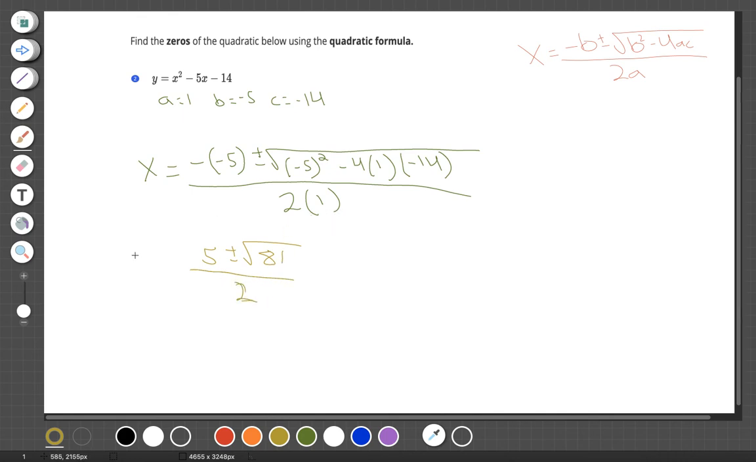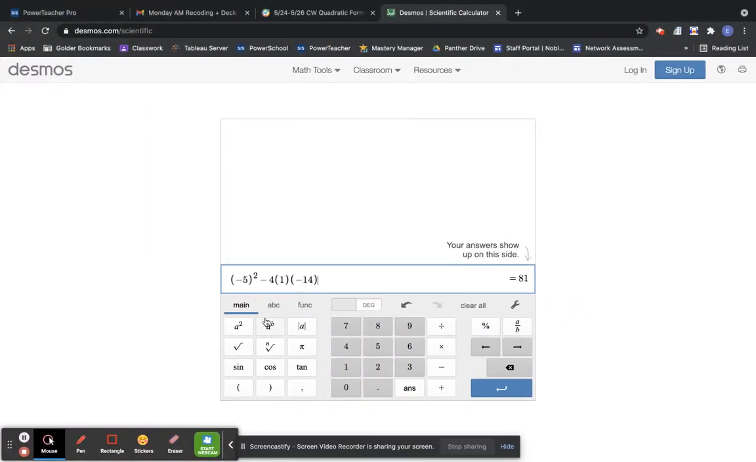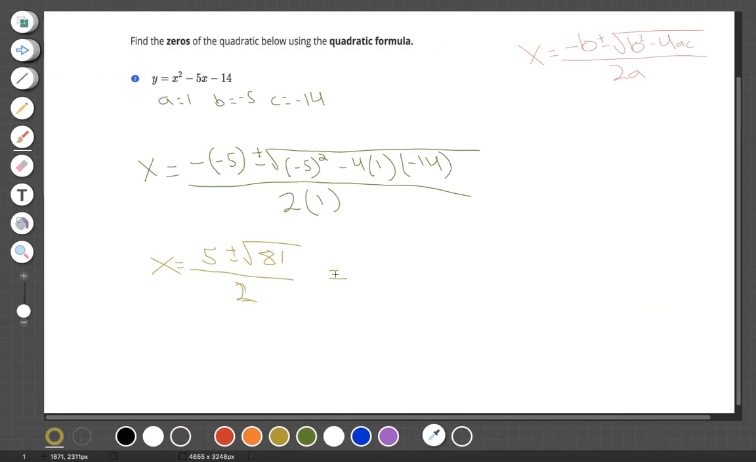Okay, so we have simplified these numbers down quite a bit. We still can do this more because the square root of 81 is 9, and if you're not sure, you can use the button right here, square root of 81, which is 9. So we can simplify this now to 5 plus or minus 9 over 2. I know that I want to end up with my zeros. And with my zeros, there's going to be 2 zeros, right? There's an x equals and an x equals. So how do I get 2 answers from this weird thing? Well, that's where the plus or minus comes in.